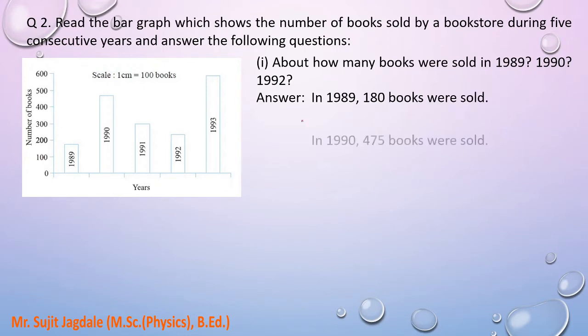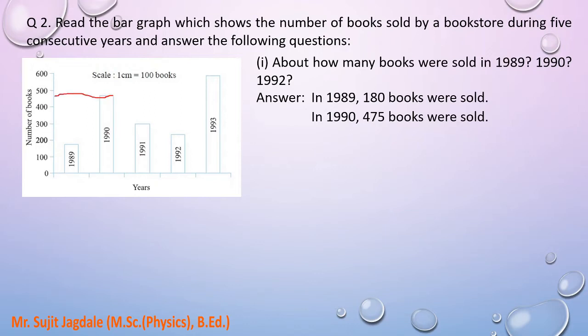Now in the similar way, in 1990, again you have to draw the horizontal line here. Okay, so here you can draw the horizontal line. Now it will indicate 7.5 divisions, so each division having the value 10, so 7.5 into 10, 75, and it is above the 100, so we have to add that 400. So 400 plus 75, it will be 475 books. So in 1990, 475 books were sold.